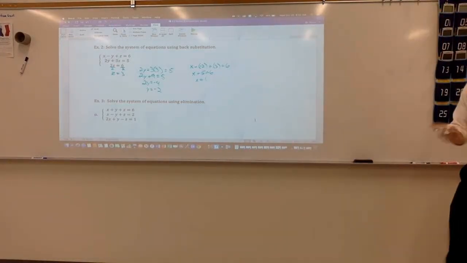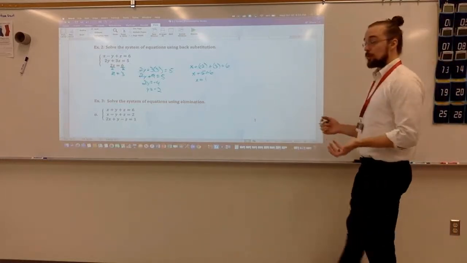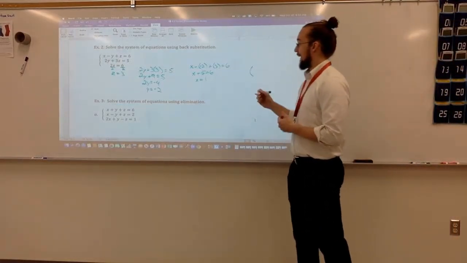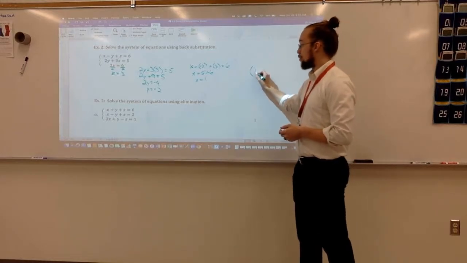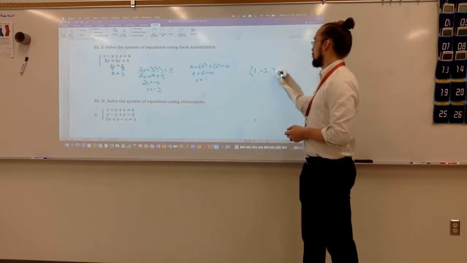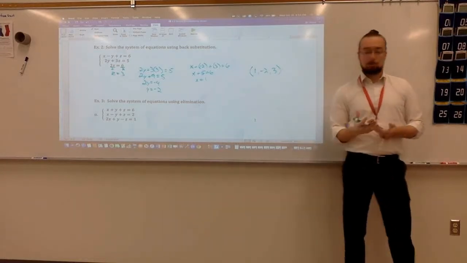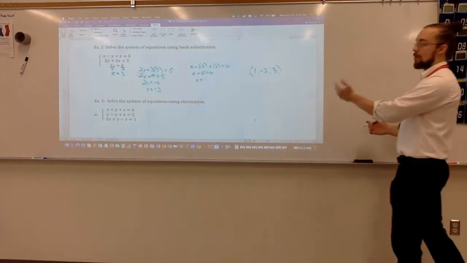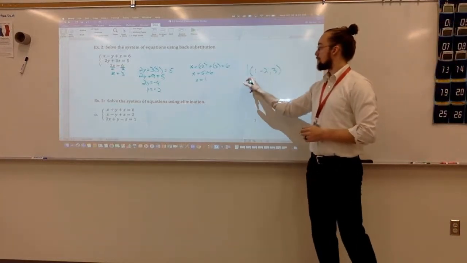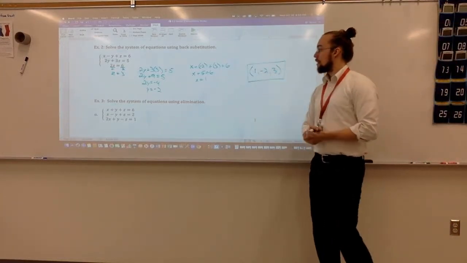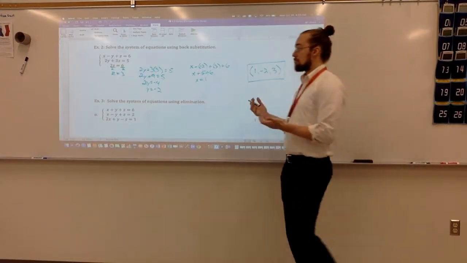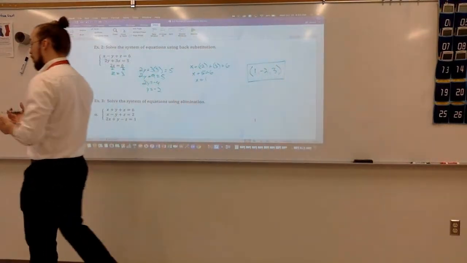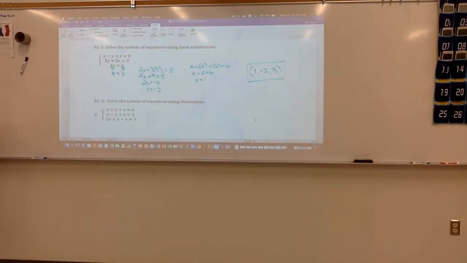So we want to write our answer as an ordered triple. And so my answer is going to be the points 1, negative 2, 3. Right, so when you're writing your ordered triple, make sure that you're putting things in the correct order. Right? X, then Y, then Z. Okay, so a system like this, where all we have to do is substitute things back in, is pretty straightforward. Any questions on something like that?